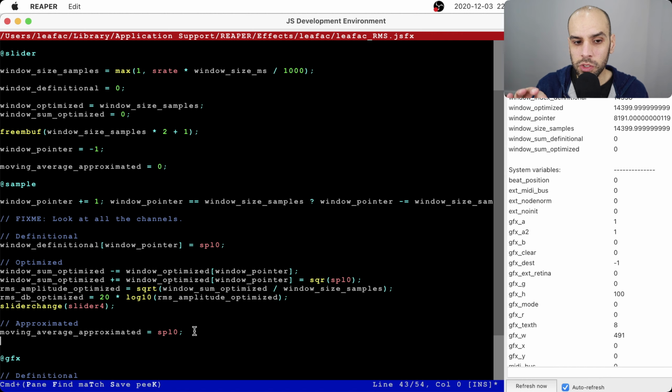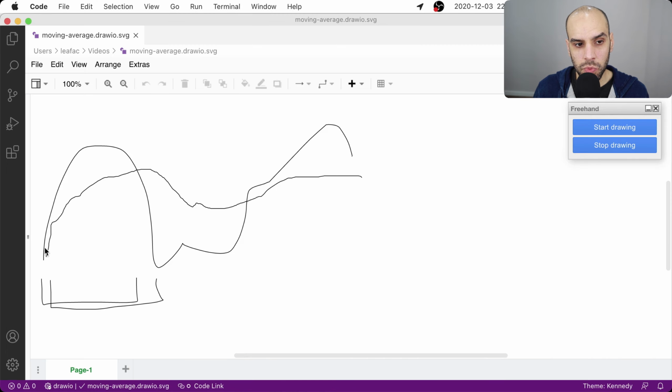And I'm going to start with this just because I want to write the rest of the logic for this, but we'll get back to this because this is definitely incorrect. So the moving average approximated is incorrect because it's moving to the sample.